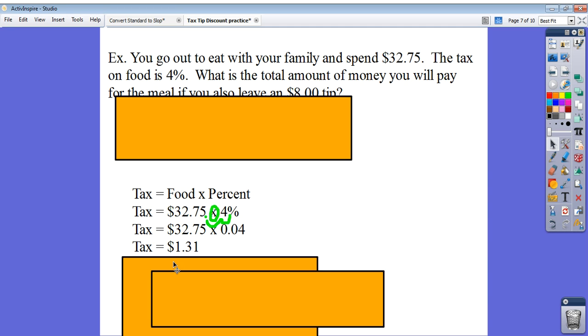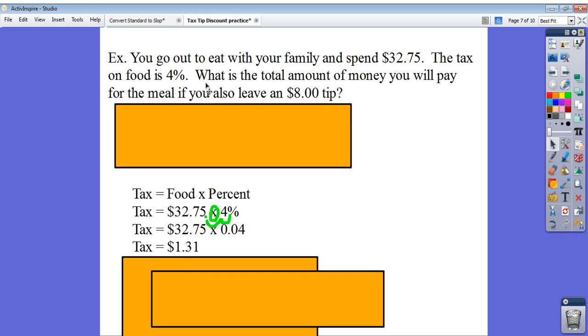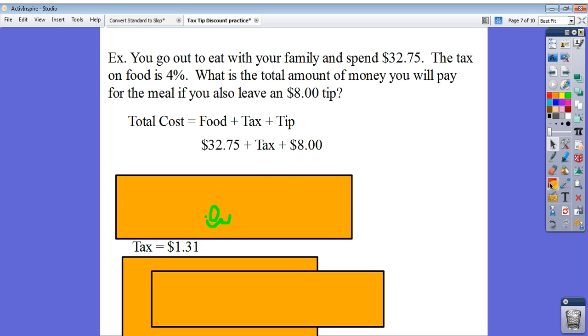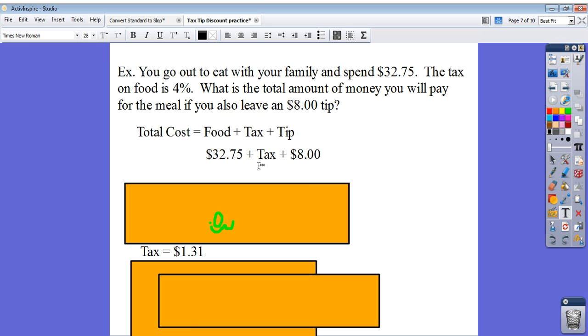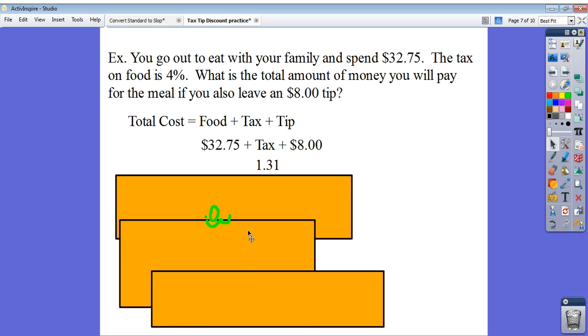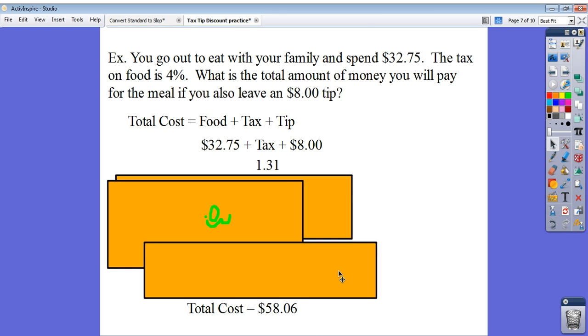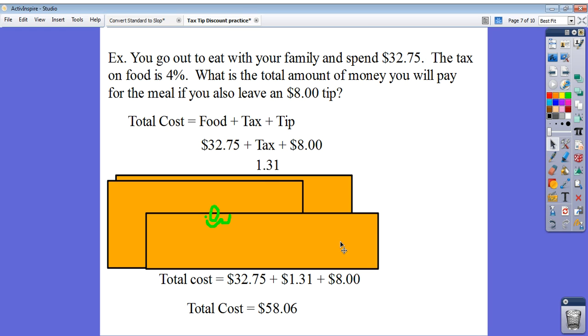However, I'm still not done. The question they were asking is, what is the total amount of money you will pay for the meal if you also leave an $8 tip? So that's food, tip, and tax. I can go back and plug into that. Food, tip, and my tax was $1.31. So let me get rid of some of these boxes. $32.75 for food plus $1.31 for tax plus $8 gives me a total cost of $41.06. Time for you to practice.